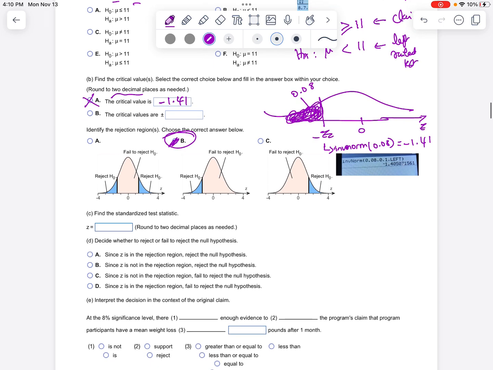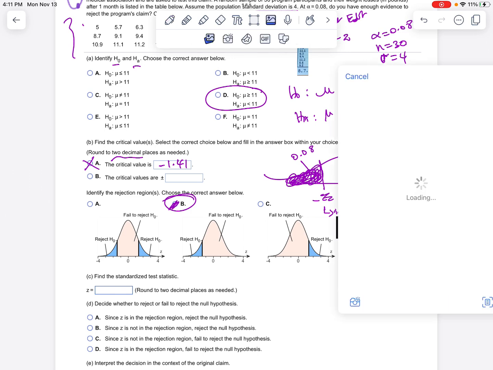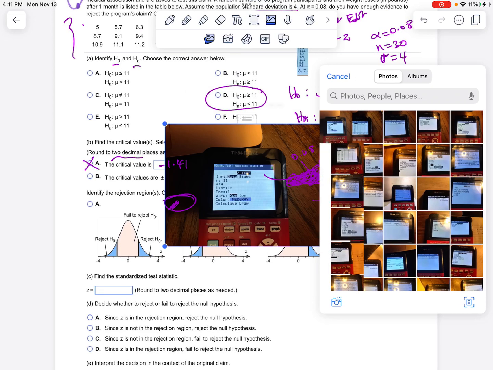So now all I'm going to do is go to Stat, Test, Z-Test, and I have data. Mu 0 is 11, sigma is 4, the list is L2, and now this is a less than test. So here we have it. Let me show you my setup. There goes the setup.